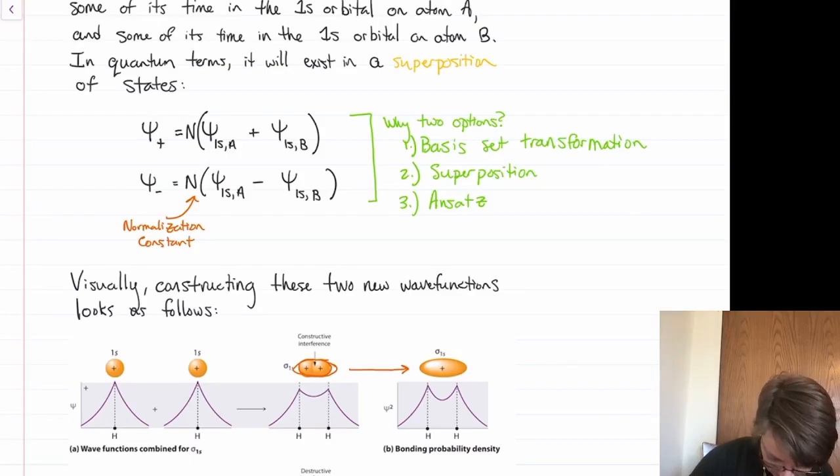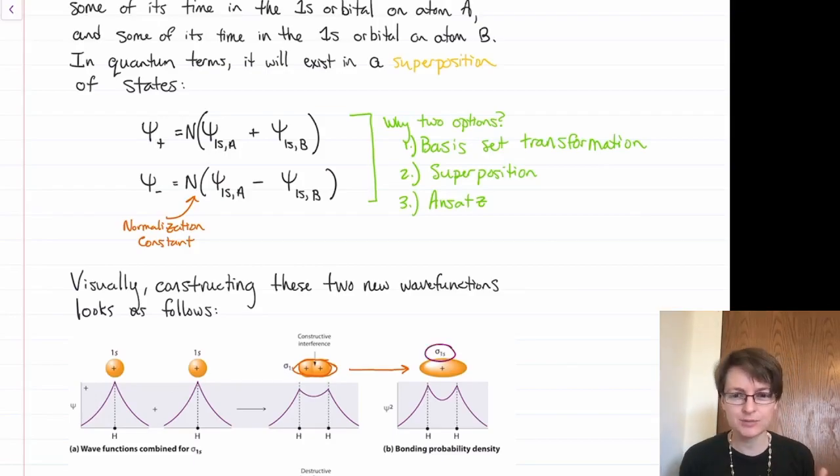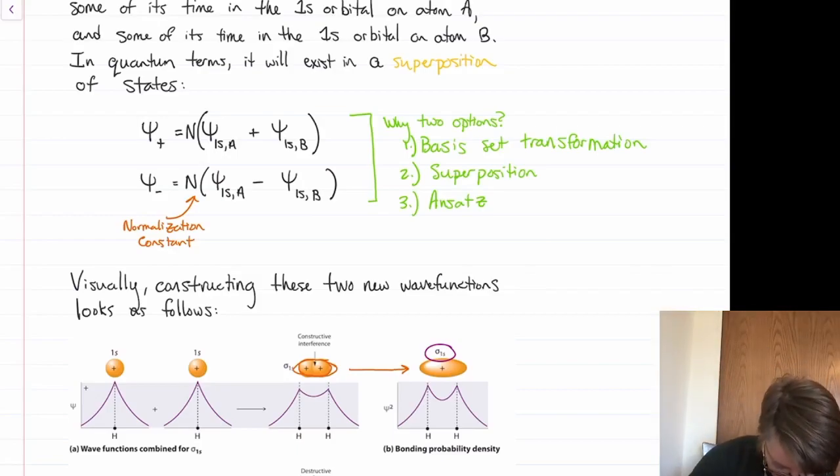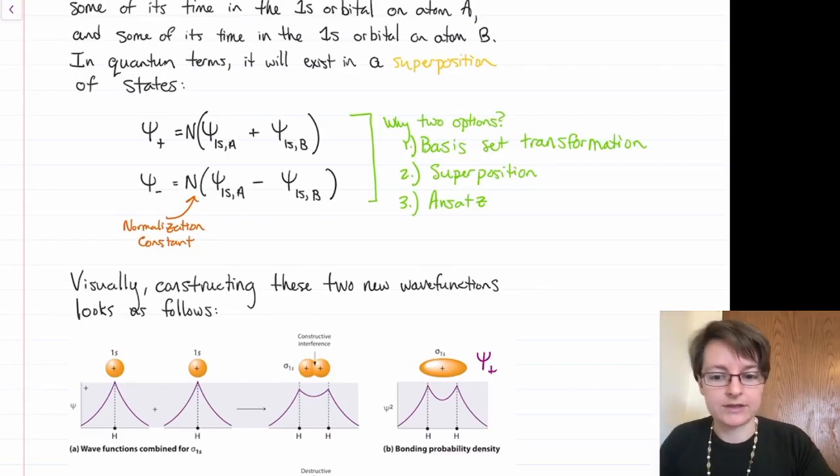Now you'll notice this diagram uses terminology sigma sub 1s. That's terminology we'll start using next lecture. However, for now, we're going to call this just our psi plus orbital. And so this is a static picture of what this looks like.